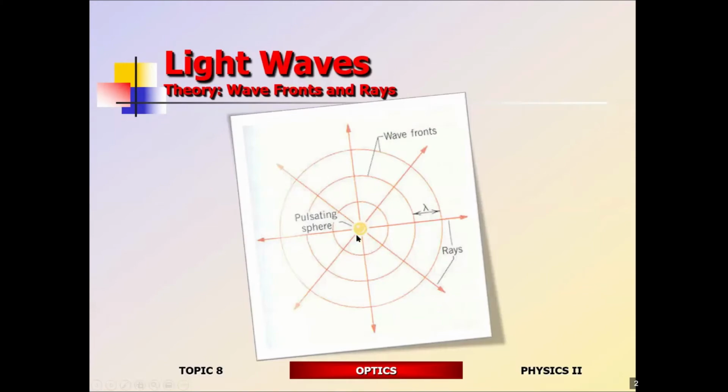So the pulsating sphere is going to glow, which means it's going to emit light. Light is going to be emitted spherically. So you're looking at the way the light is being emitted spherically. It's going to travel away from the source at the speed of light. These are known as the wavefronts. And if you draw lines perpendicular to the wavefronts, these become your light rays.